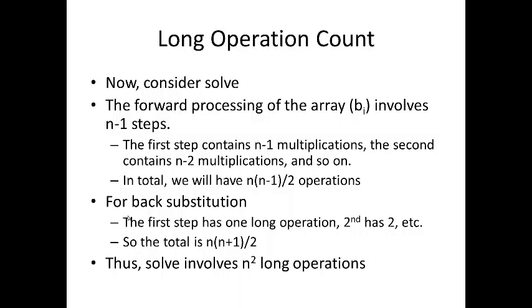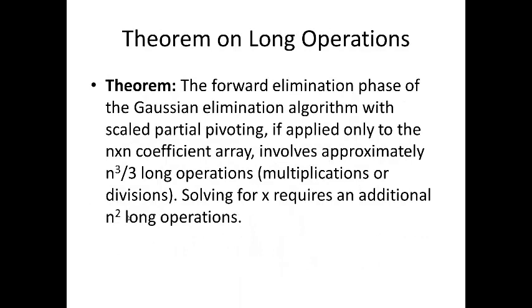Thus, solving the solve procedure involves n squared long operations. So this leads us to the theorem on long operations. This theorem says the forward elimination phase of the Gaussian elimination algorithm with scaled partial pivoting, if applied only to the n by n coefficient array, involves approximately n cubed over 3 long operations. Long operations, again, are multiplications or divisions, and solving for x requires an additional n squared long operations.